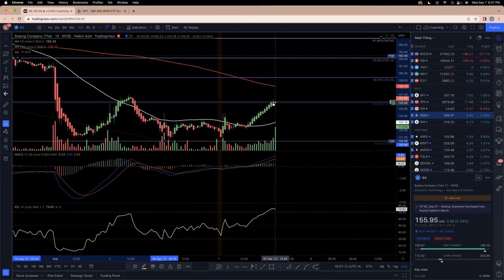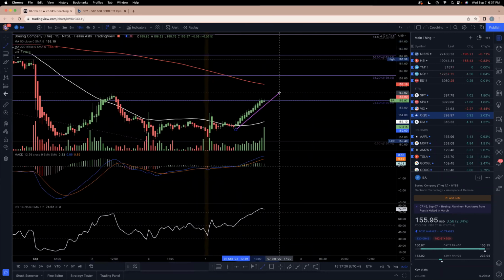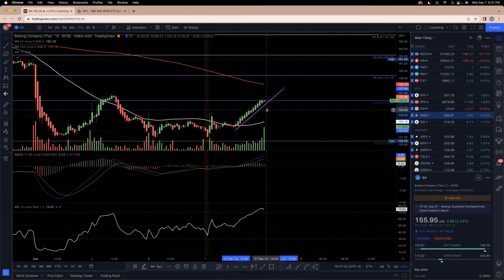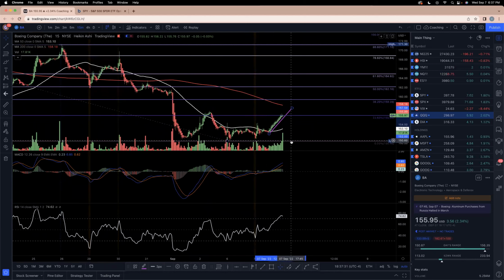And so from here, if we do reject, which we have a trend line here that we want to respect too, right? Don't want to jump the gun here. A nice little wedge action. But then we want to break this wedge and potentially come down and retest that low. So this could be a nice setup on BA.